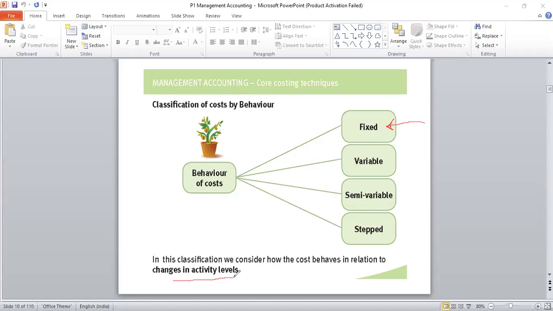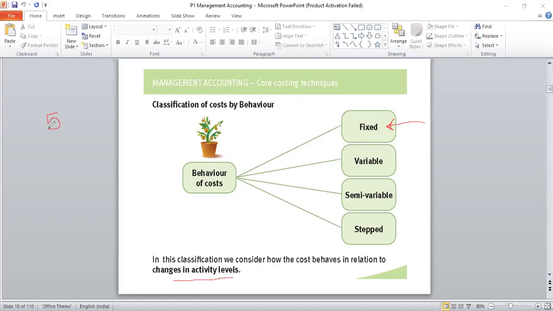There is a cost which changes, and that change is also proportional. For example, let's say material costs $5 per unit. For one unit, it will be 5. 2 units, it will be 10. 3 units, it will be 15. 100 units, it will be 100 into 5. 1,000 units, it is 1,000 into 5. So it changes, but changes proportionally with the activity level, with the level of output. Such a cost is called a variable cost.